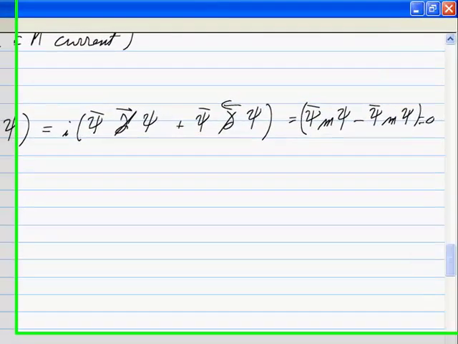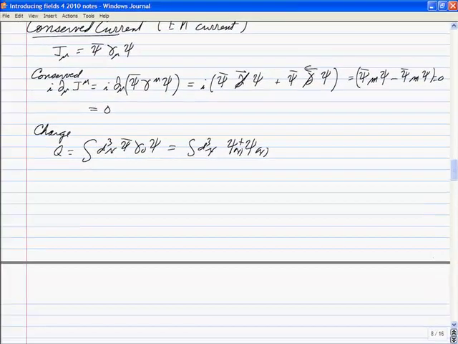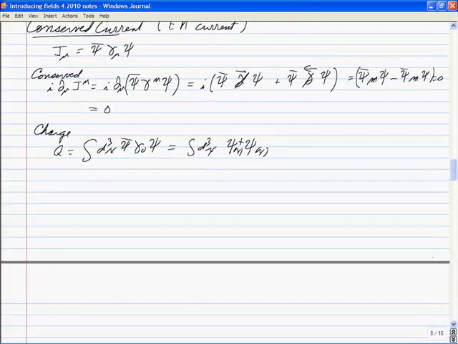Q is the integral d3x psi bar gamma 0 psi, which is the integral d3x psi dagger psi. So it's like the normalization integral that you have in non-relativistic quantum mechanics. And remember, since these are matrices, these indices are contracted here, so that's just the number. There are no leftover indices on that.